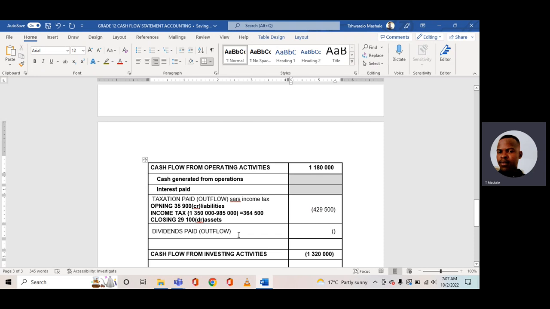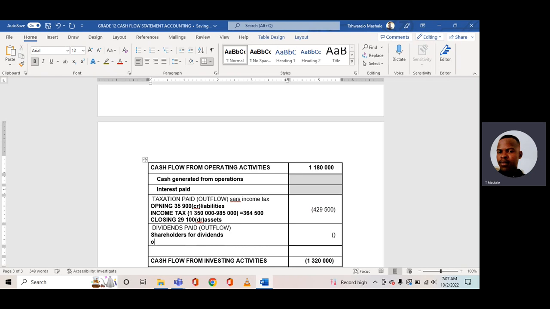Therefore, now let's go with the dividends paid. With regards to the dividends paid, we must use the shareholders figures. The shareholders for dividends. So here, you can simply take the opening balance and then you add the current year, the interim. And therefore, it's going to give you the dividends paid.